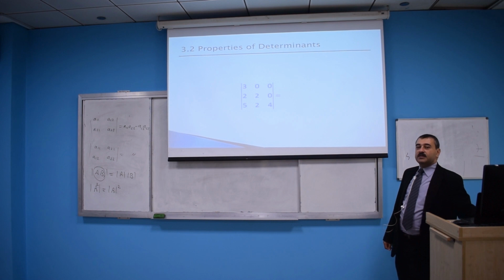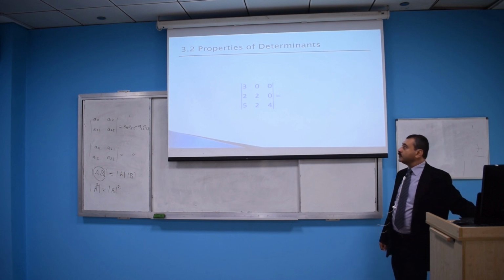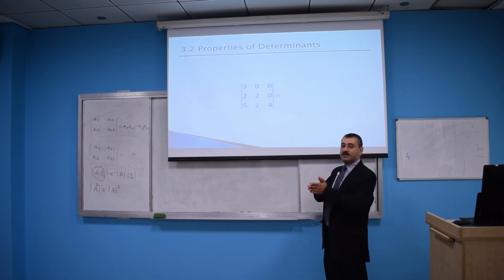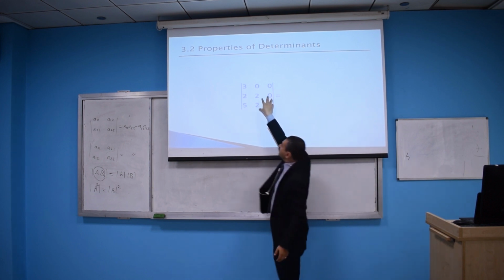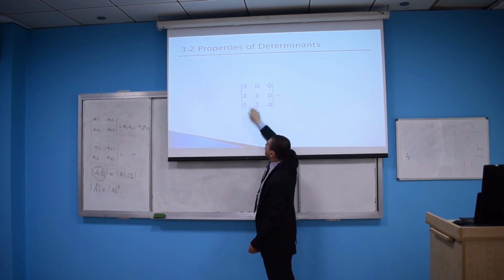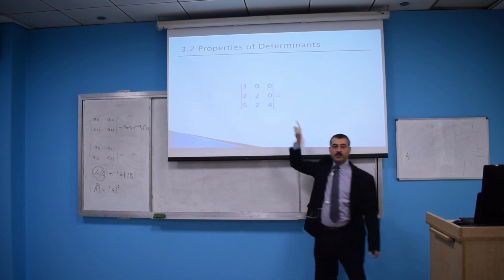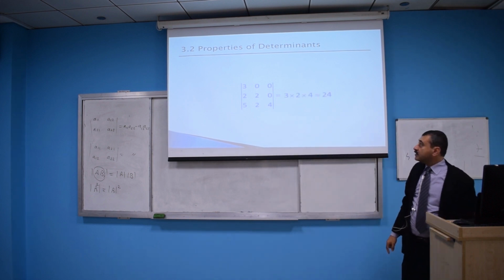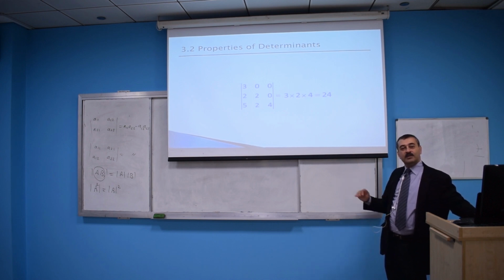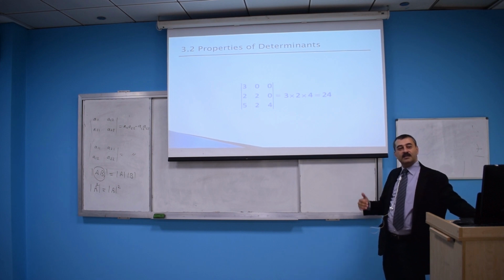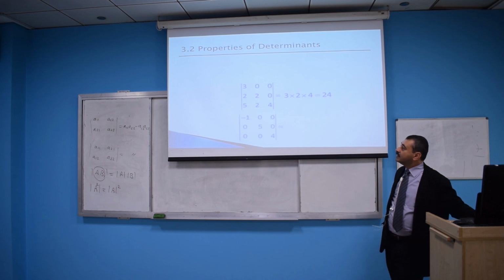What about the determinant of this matrix? 24. How do we get this 24? You can expand using the first row. So we'll say 3 times the minor, and the determinant of the minor would be 2 by 4. So this is actually 3 by 2 by 4. So how can we write it as a property? The determinant of a triangular matrix equals the product of its diagonal entries, right?